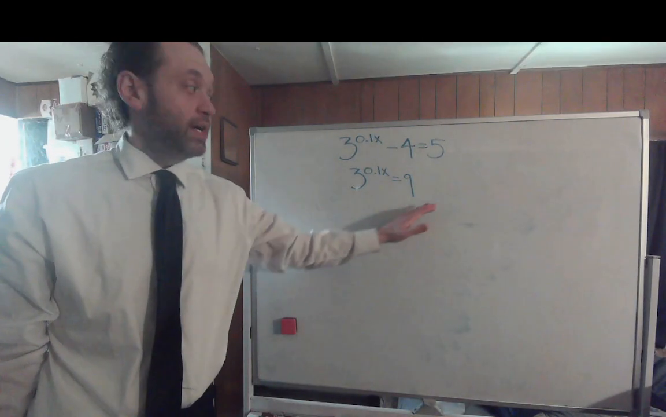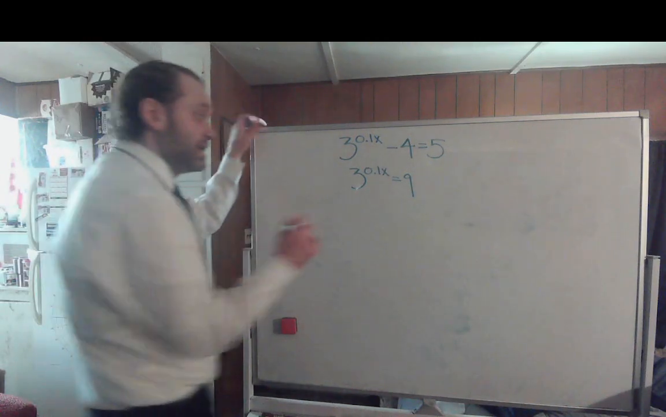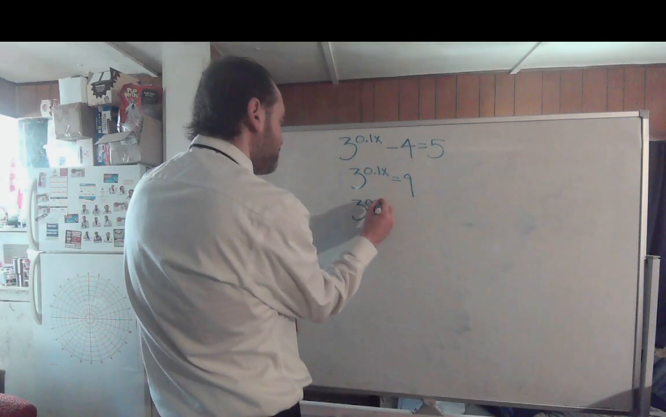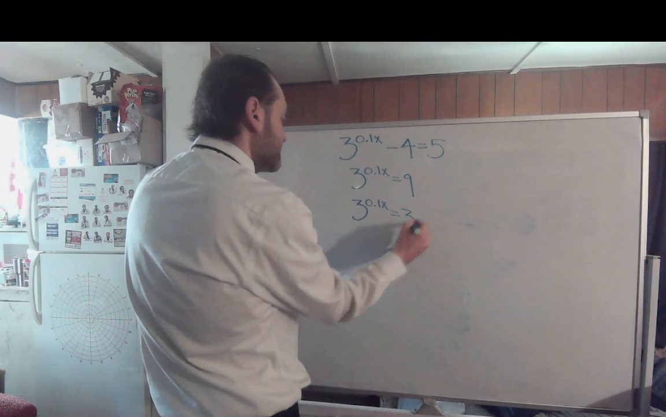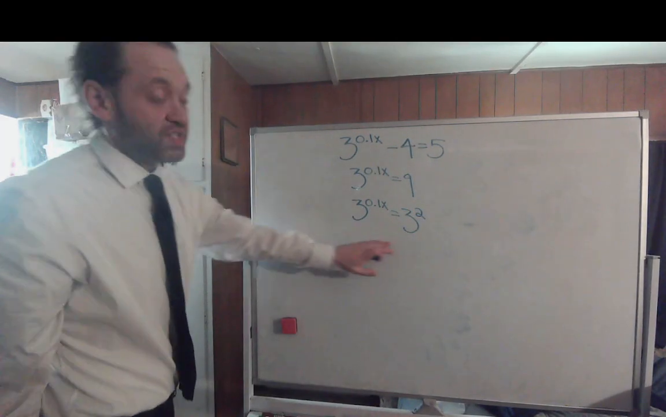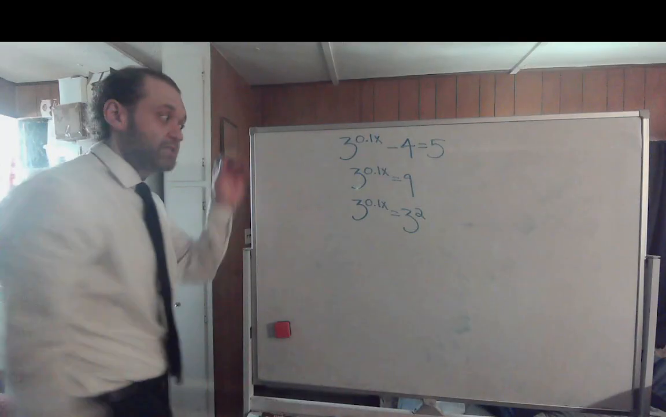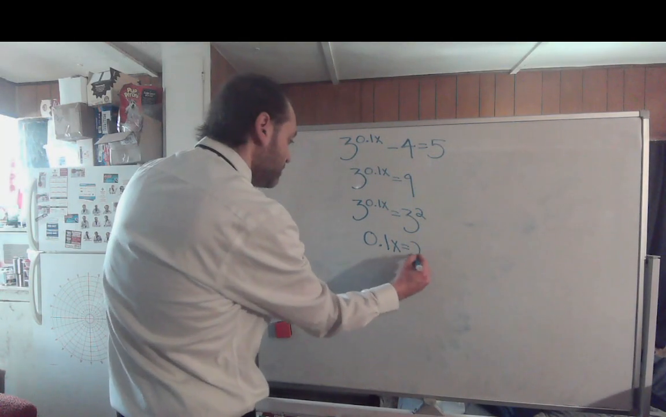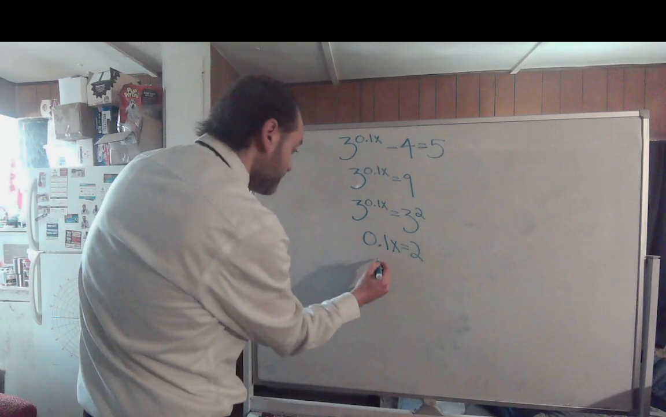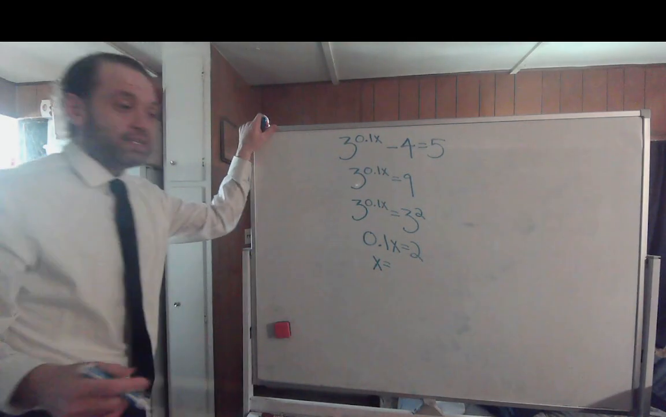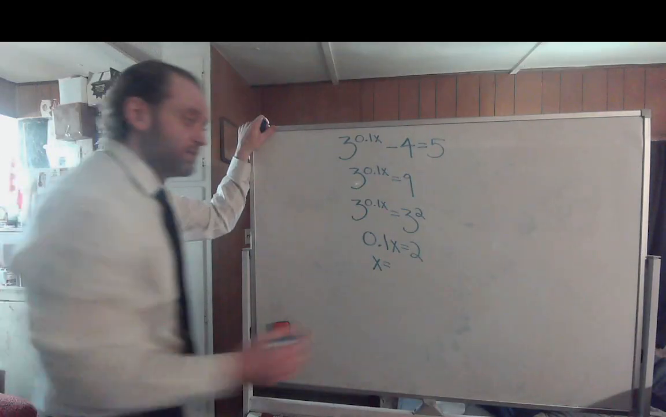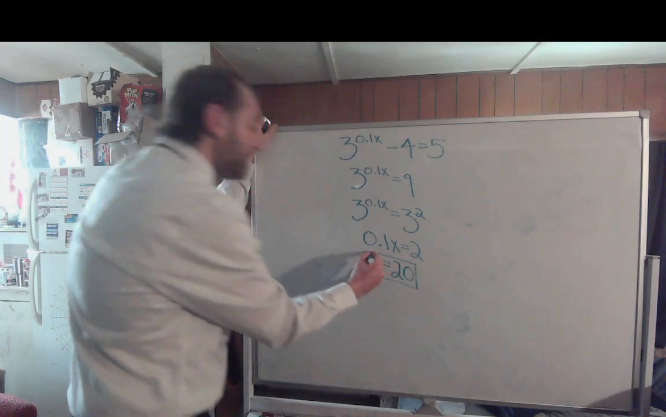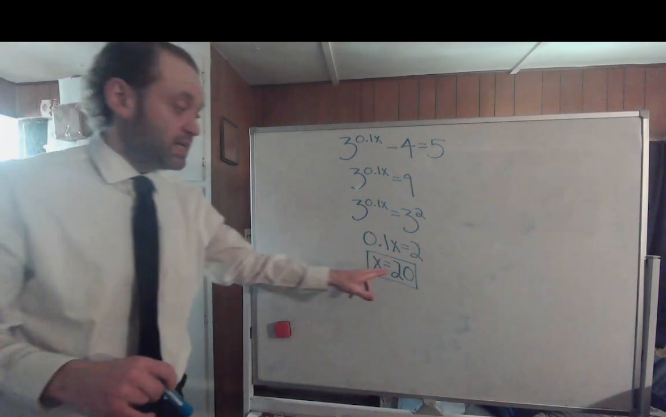Can we relate 3 and 9? We sure can, because 9 is 3 to the second power, right? So this would become 3 to the 0.1x would equal 3 to the second power. Now that we have the same bases on both sides, just set your exponents equal to each other. So you'll get 0.1x equals 2. Then we solve for x, so you're going to take 2 divided by 0.1, which is the same as 20 divided by 1, which should just give you 20. So the value of x that you actually should get would end up being 20.